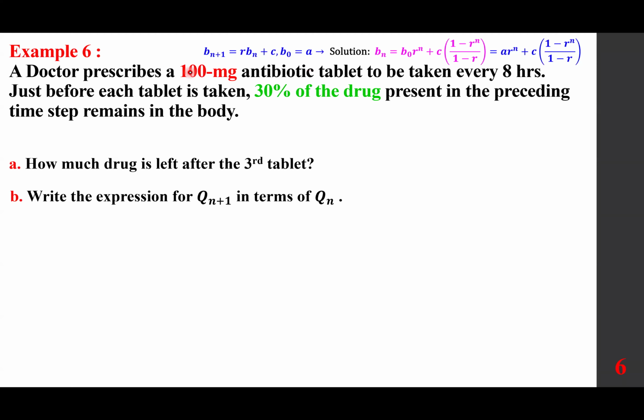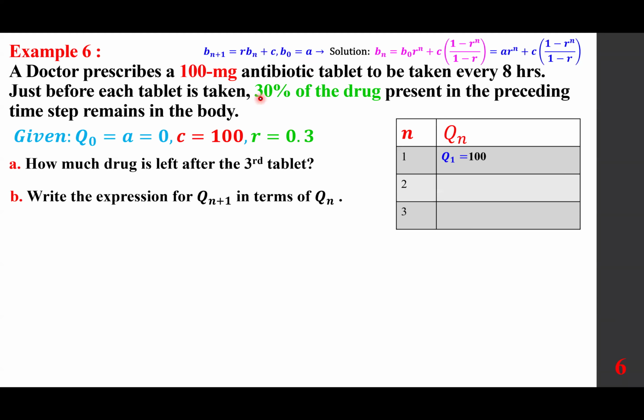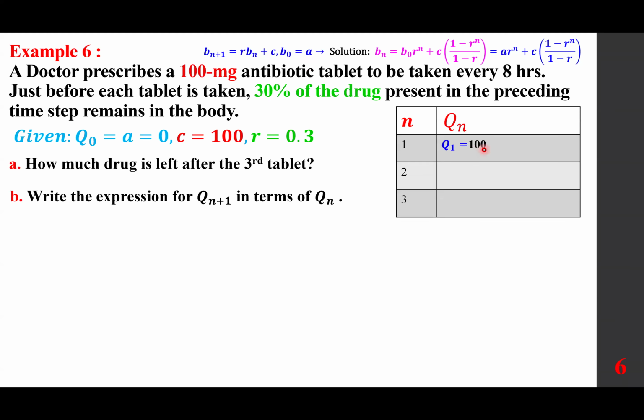Now, this is the amount that is fixed. Every 8 hours, we give the same constant, the fixed amount C equals 100. What is left in the body before we give the next dose is 30%. That means R equals 0.3. Now, we set up a table. Q sub 1 is 100. The next one, we add 100, and then 30% of that is 30. They add up to 130. The next one, Q sub 3, again, we add 100. Now, 30% of 130 is 39. They add up to 139.